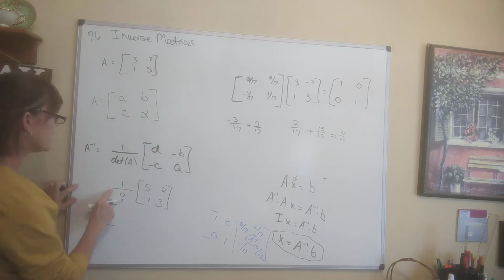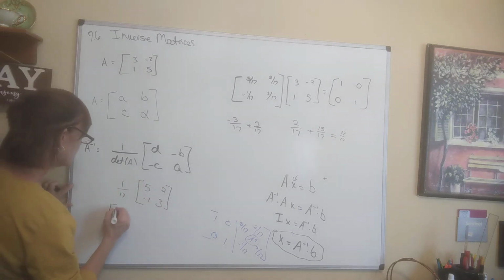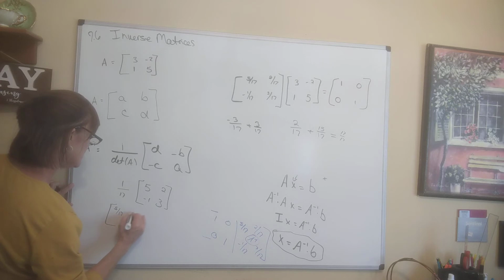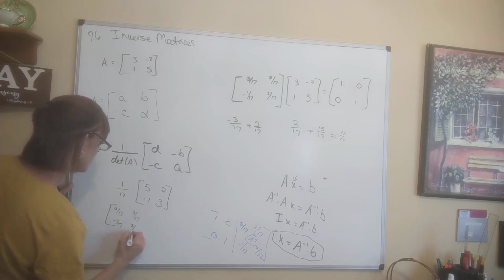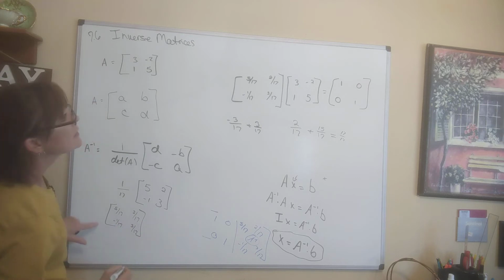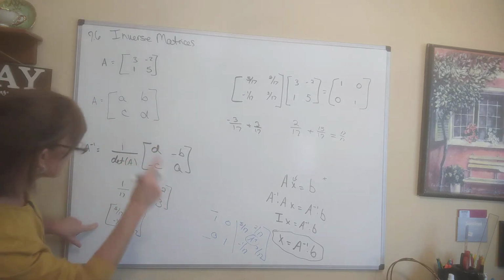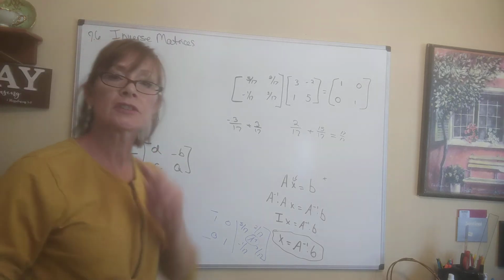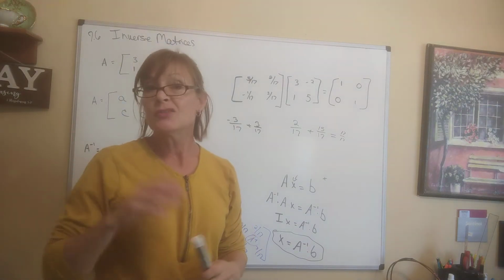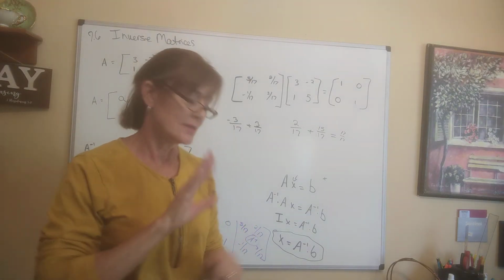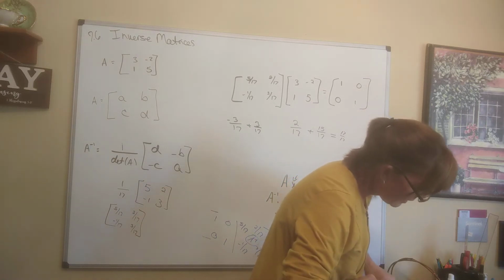If I multiply a scalar times a matrix, it just gets multiplied times every element. So it's 5 over 17, 2 over 17, negative 1 over 17, and 3 over 17. Did that work out okay? Yes, it did. So this is how you can find an inverse of a 2 by 2. Again, you can use your calculator, but you have to write it in fractions. That's the only thing I insist on.